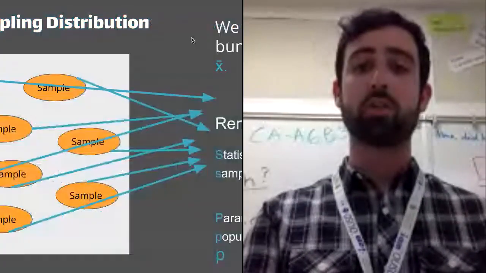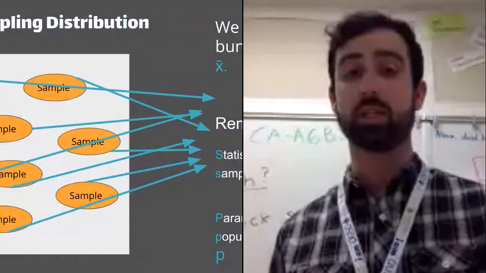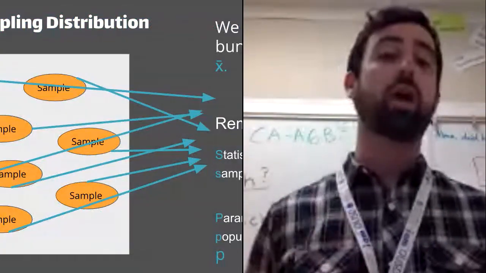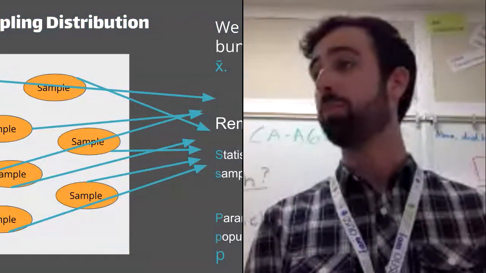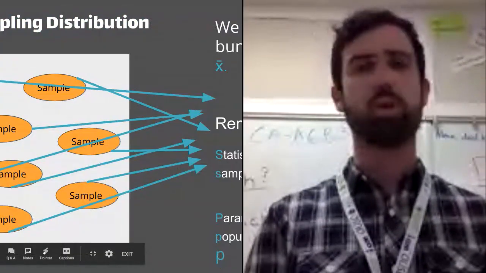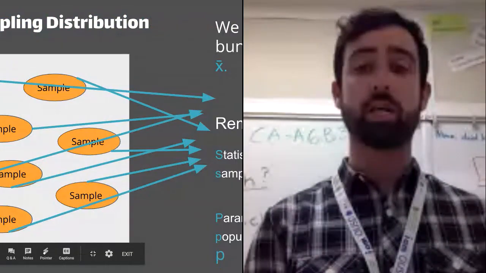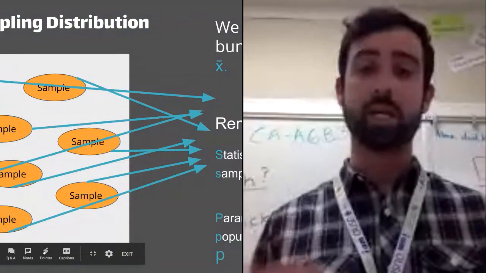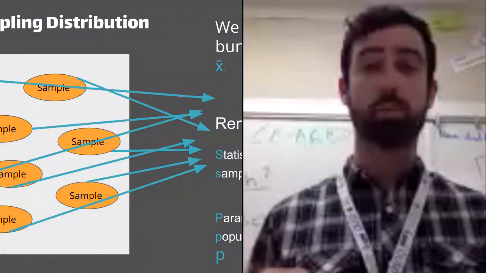So sampling distribution, again, just what is it, and our parameters versus our statistics. Remember, when we have a population, anything that describes a population is going to be a parameter. So that's going to be our mu or our p. Ignore that little p hat. No p hat, just mu and p, where mu represents the average and p represents the proportion. Depending on what you're trying to measure, your parameter could be a mean or a proportion.